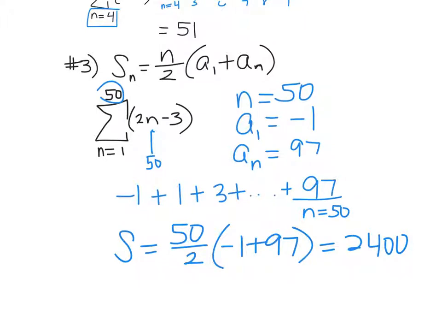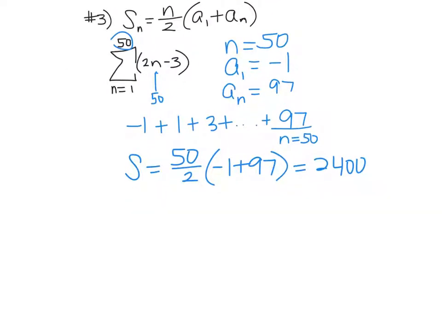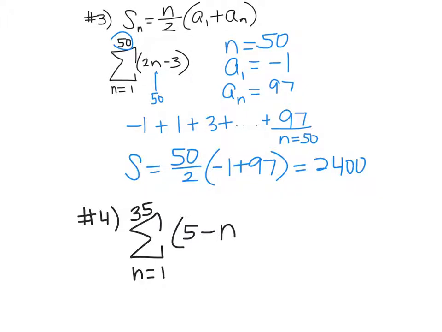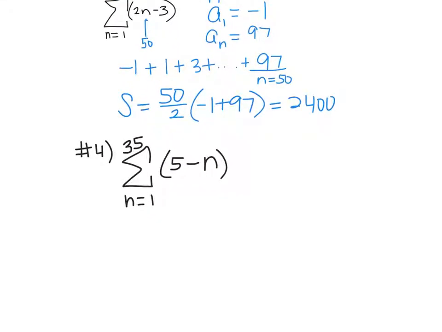Not too bad. You want to try another one of those? Let's do one more of those. Number 4. All right, let's go from n equals 1 to 35, of 5 minus n. 5 minus n is our explicit formula. All right, so first you need to find out what n is. If I'm going to take numbers from 1 to 35 of them, how many are there? 35 of them.